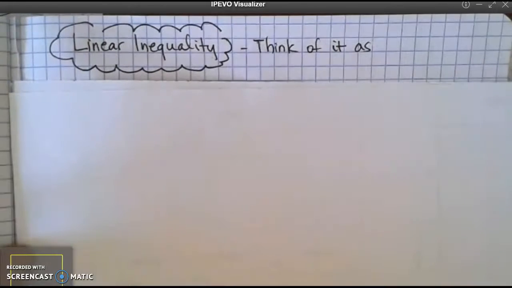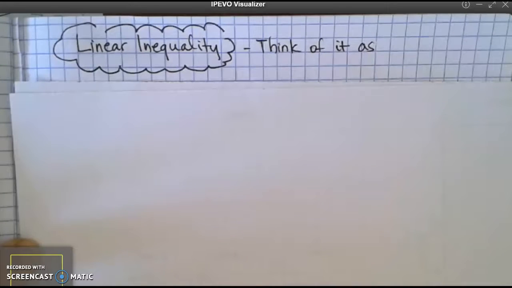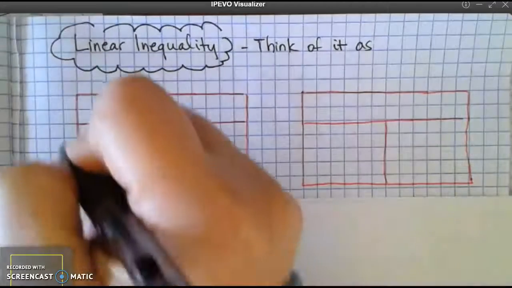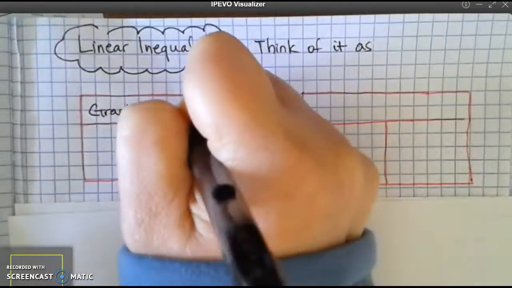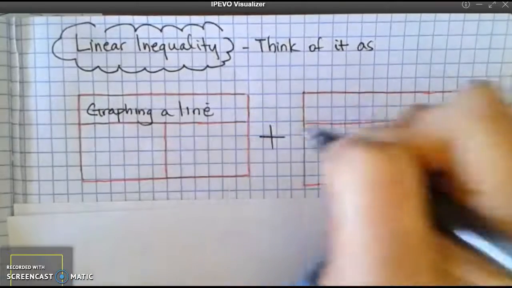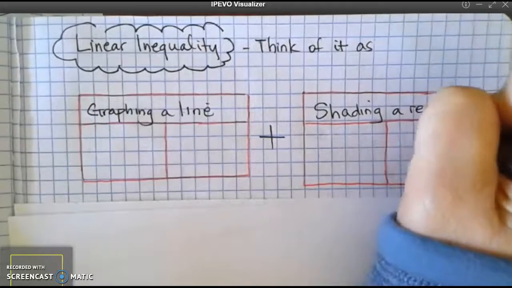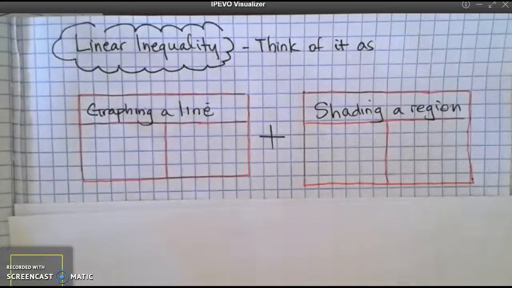So when we're talking about linear inequality, we're really talking about two variable inequalities. So that's x variable and y variable. And it's going to be on the coordinate plane, just like a line that's on the coordinate plane. When you think about inequality, think of it as two different things added together. You have to think of it as graphing a line plus shading a region. And we know how to graph a line. There is a slight variation on this, but we are going to talk about that.